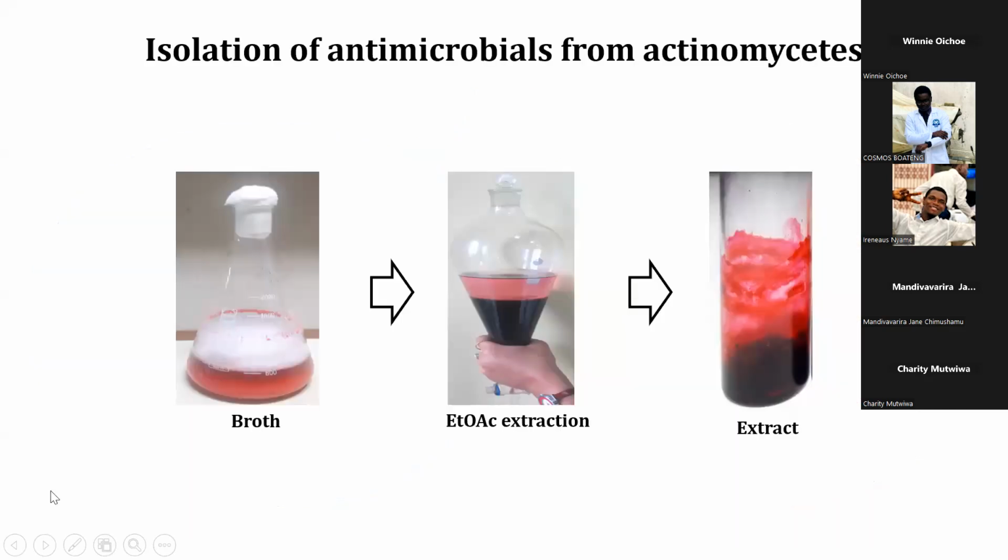Now this actinomycetes, I have grown in a broth, that is a liquid culture. My main aim is to isolate antimicrobials from the actinomycetes. So I have grown it in broth and done the ethyl acetate extraction, that is, I want to take out the antimicrobial compounds from the broth. And here is the pure extract after the antimicrobial activity. This is the dried extract.